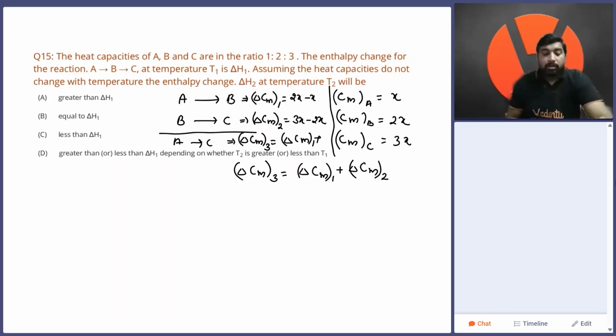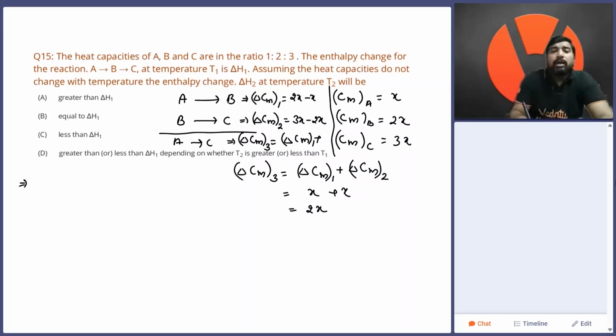Hess law will apply here also. So what is the value of delta Cm1? That should be x, and for delta Cm2, 3x minus 2x, that will also become x. So x plus x is equal to 2x. So the total change in molar heat capacity will be 2x when we go from A to C.